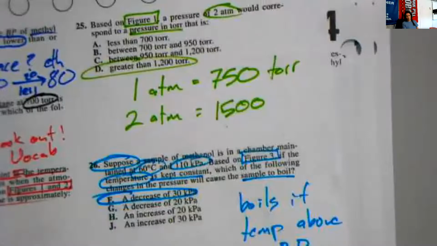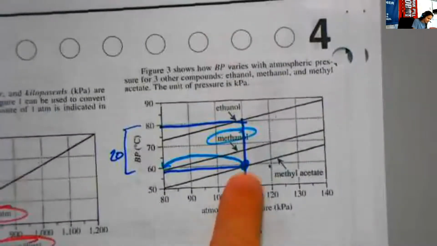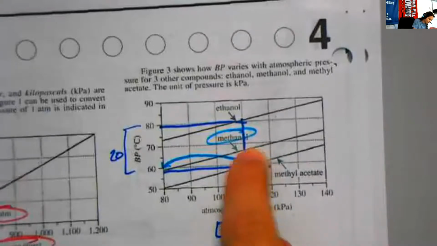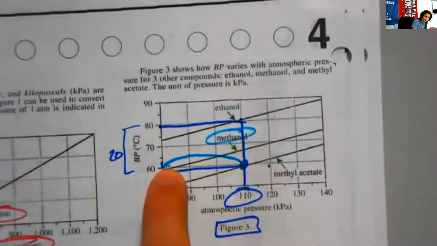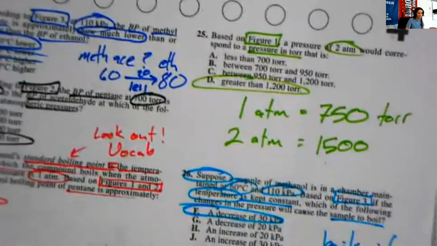Ever driven up in the mountains? Had that bag of chips expand? If you got less pressure pushing down on a liquid, it's easier for it to boil. That's what this graph shows here. If we were to decrease the pressure on methanol, the boiling point goes down. If we're pushing less hard on the methanol, it's easier for the methanol to leave. That's what that says. Answers there, A, F, D, G, D, F.